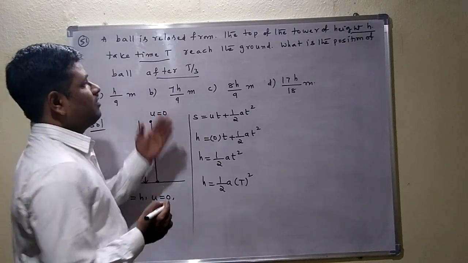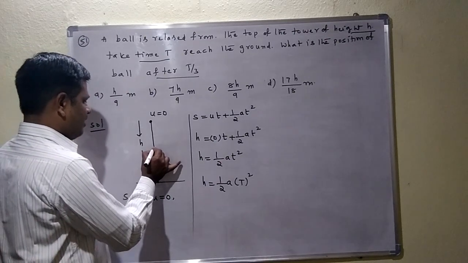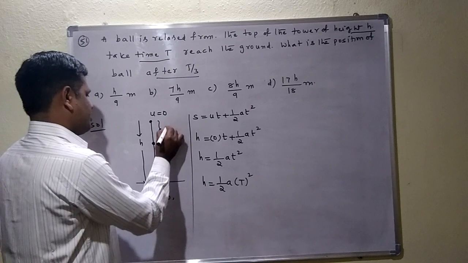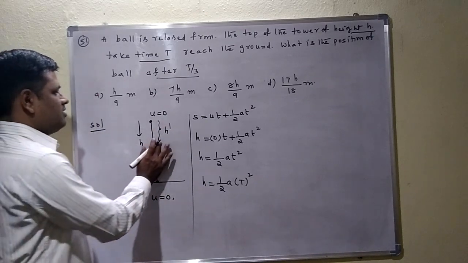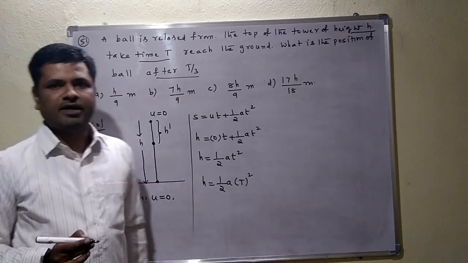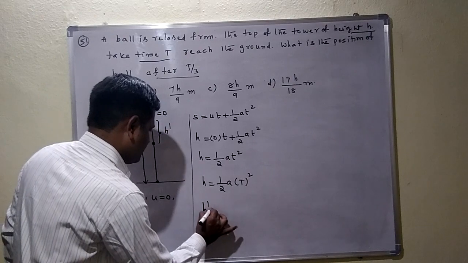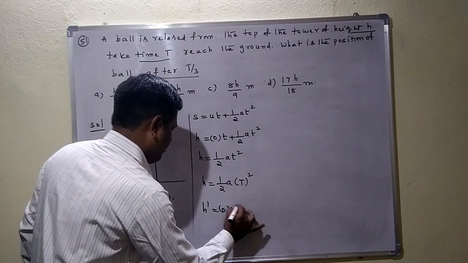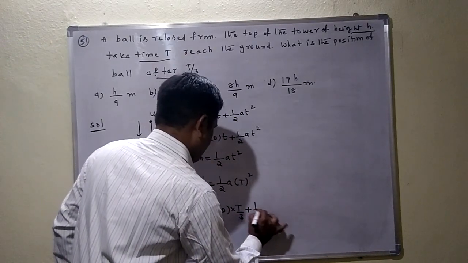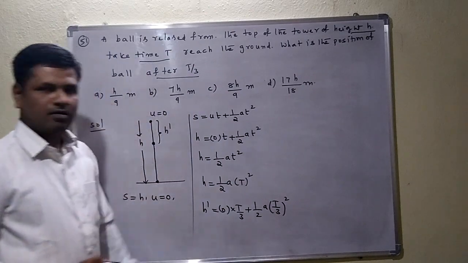Now, what is the position of the ball after t by 3? Suppose after t by 3 seconds it travels a distance that I consider as h dash. Right? This travels the distance h dash in how much time here? T by 3 time. So that h dash I want to find here. Similarly, h dash is equal to 0 into t by 3, using the same formula, plus half into a into t by 3 whole square.